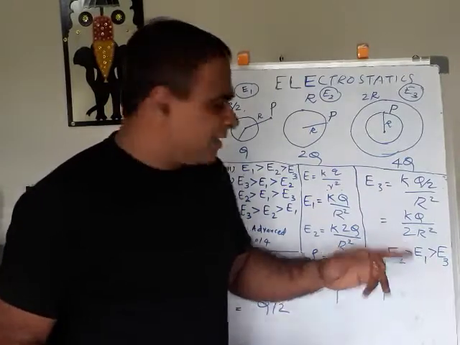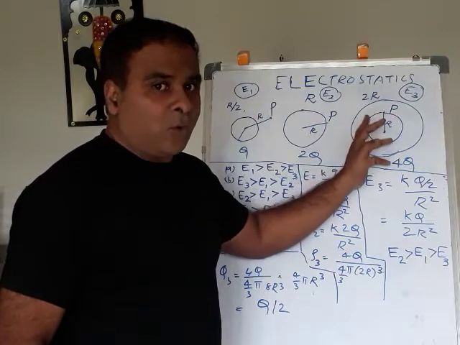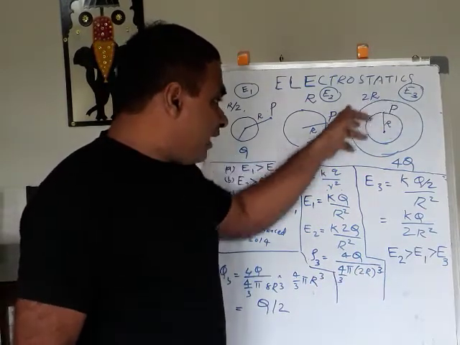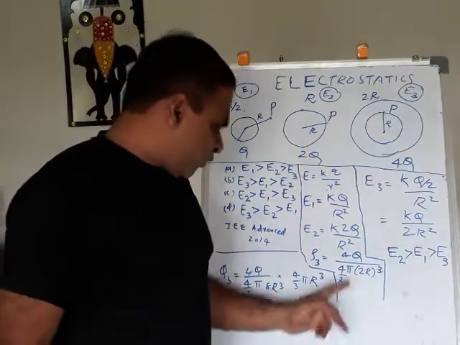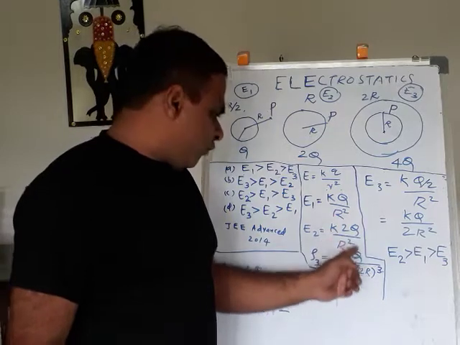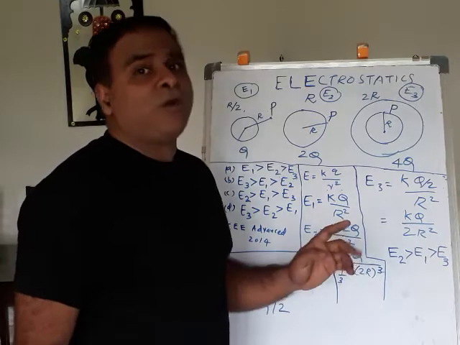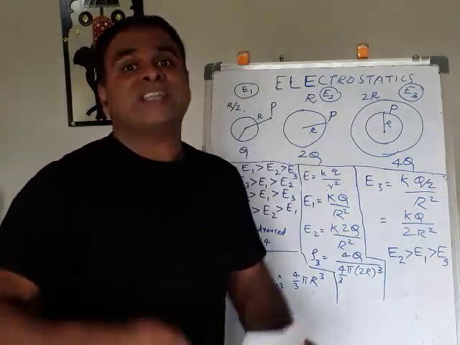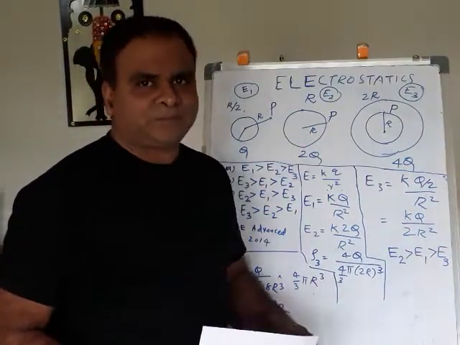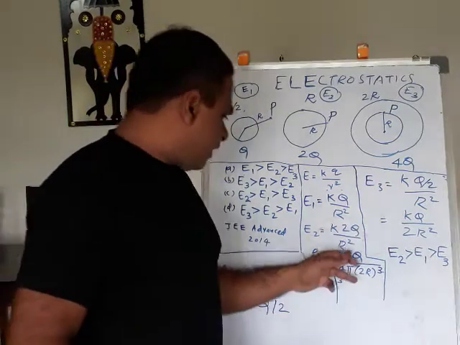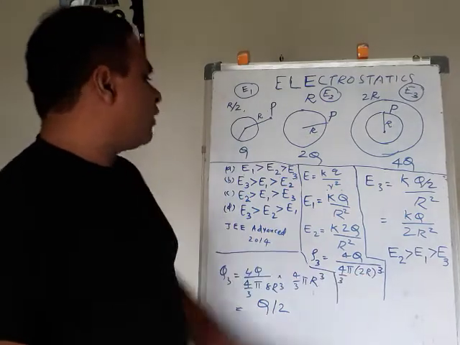Did you understand that? Here you are not substituting R, the inside dielectric sphere radius. No. We are calculating the volume charge density of this entire dielectric. So rho 3 is equal to 4Q divided by 4 by 3 pi into (2R) the whole cube, because the volume charge density we are defining is for the entire dielectric sphere. Okay. So that we got it.